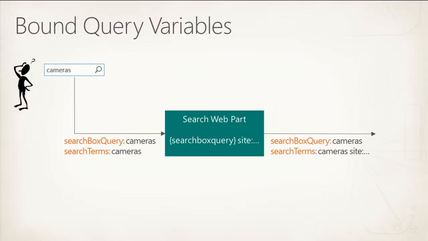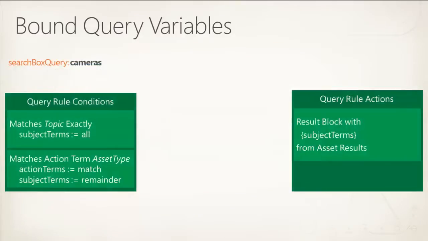The second interesting pair is subject terms versus action terms. I've already introduced you to action terms. These are the things that tell you how to act on the rest of the query. Well, the rest of the query is the subject of the query, what the user was actually searching for. So that's the distinction between these two. And the system takes care of binding and assigning these values for you. One quick second. It does it by the type of query rule condition. Each query rule condition assigns those appropriately for that type of condition.